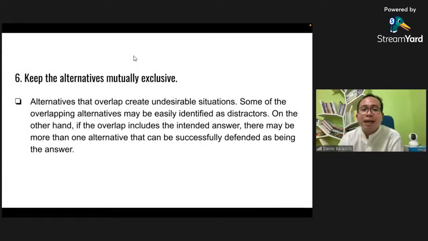Okay, number 6, keep the alternatives mutually exclusive. So what does this mean? Alternatives that overlap create undesirable situations. So they have to be mutually exclusive. Some of the overlapping alternatives may be easily identified as distractors. On the other hand, if the overlap includes the intended answer, there may be more than one alternative that can be successfully defended as being the answer.